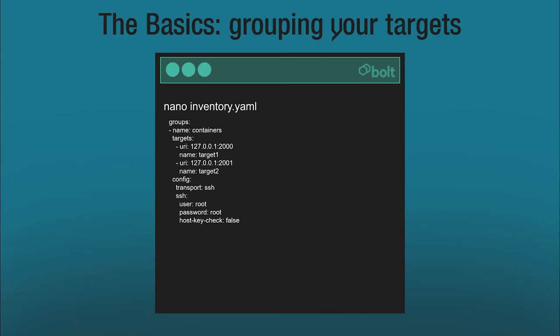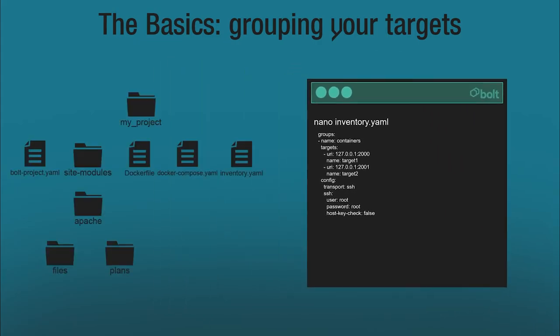There's now a group called container, to which you added both Docker containers. You also specified which method of connection will be used, in this case SSH. And last, you will see the authentication settings used. The file structure should now look like this.